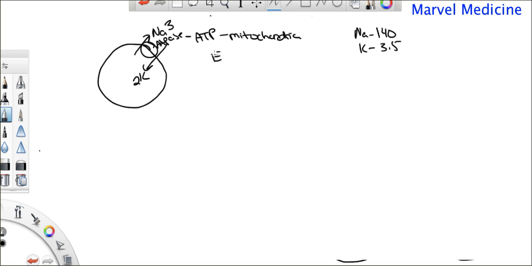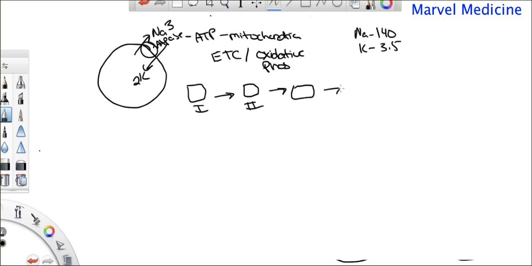The electron transport chain, right? And oxidative phosphorylation. Okay, those are the ways that we make ATP, right? Because how does that happen? We have complex 1, then we have complex 2, 3, 4, and we have 5, right? Okay.